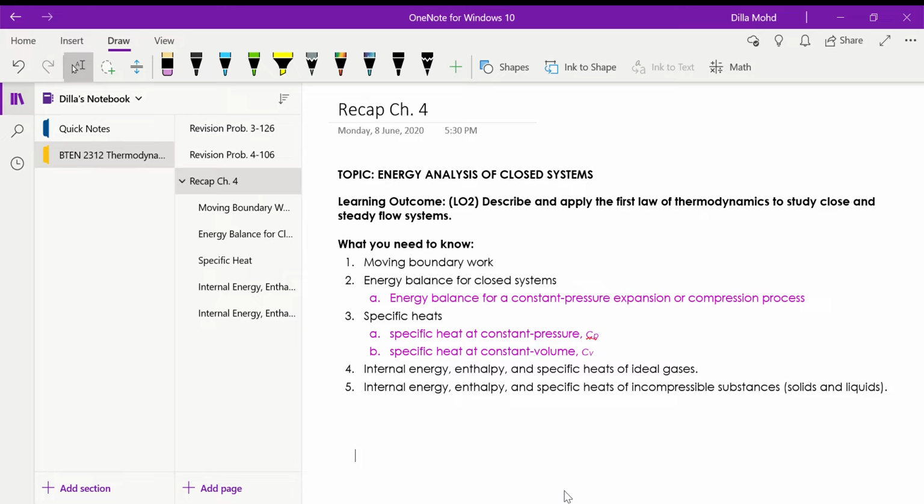So what do you need to know from Chapter 4? First, what is moving boundary work? Second, energy balance for closed systems. And then you need to know what is specific heats. You need to know what is the relationship between internal energy, enthalpy, and specific heats of ideal gases. And later you're going to expand that to incompressible substances.